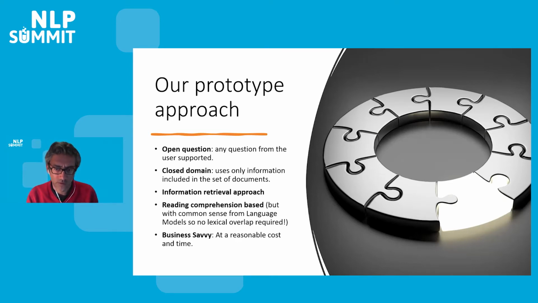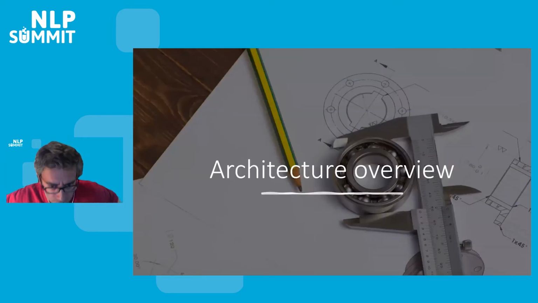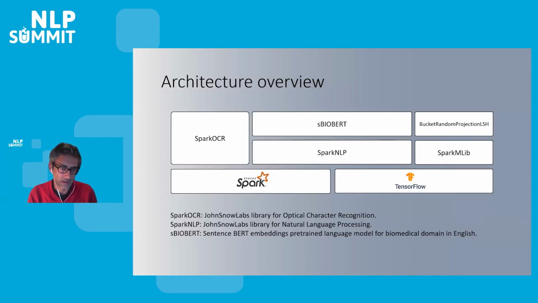I will show you now a brief overview of the architecture of the system, so you can understand the general architecture. Basically, on the bottom of the architecture, we will use Apache Spark that has the advantage that you can parallelize all the processing. So it will scale very well for thousands or hundreds of thousands of documents. And we are using TensorFlow models.